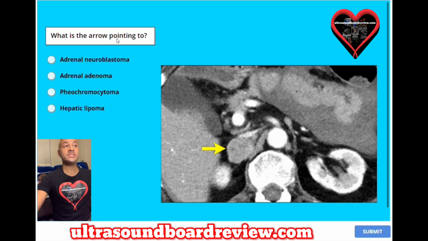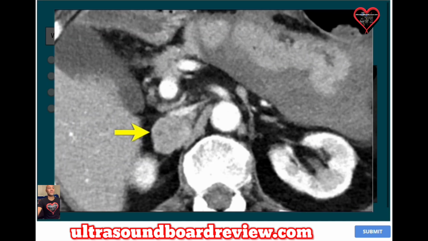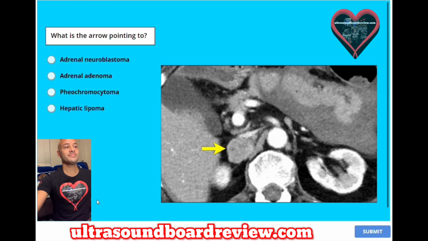Question 129. What is the arrow pointing to? A, adrenal neuroblastoma, B, adrenal adenoma, C, pheochromocytoma, or D, hepatic lymphoma? The answer is B, adrenal adenoma.